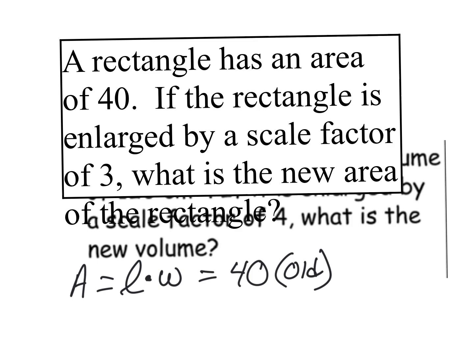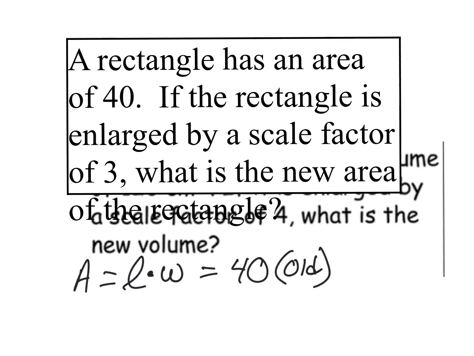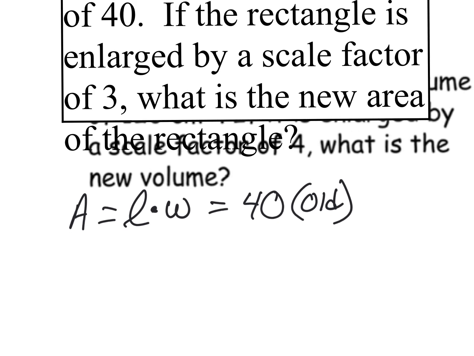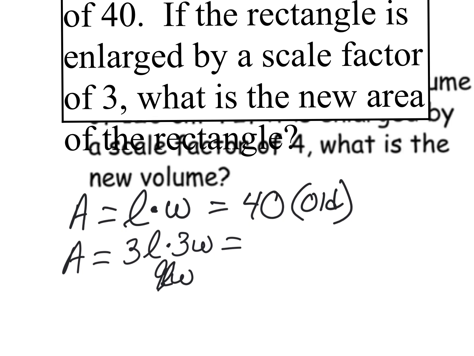Now, since it's just area, we can literally multiply by 3. But let me show you why. If you think about the area of the new, if each of the sides, length and width, is increasing by a scale factor of 3, then what I really have is 3L times 3W. That means we have 9LW. So technically we're multiplying that 40 by 9, to get the new, instead of 3.